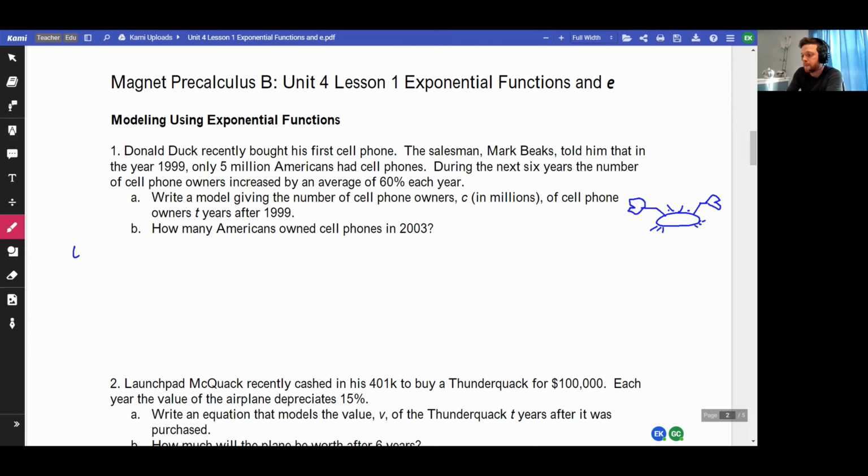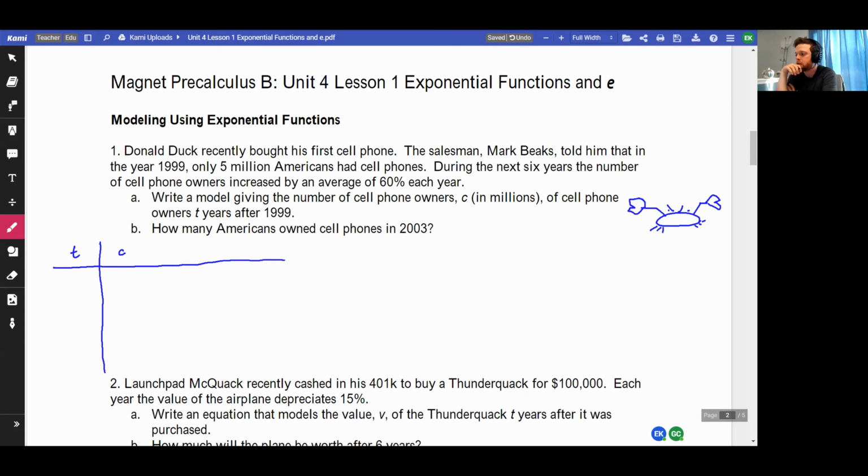All right, so t is going to be our variable. Is that a reasonable t? Yeah, because we're dealing with time. That's our variable. And then c is our amount of cell phones. That's our dependent variable. And we'll answer A and B later on.